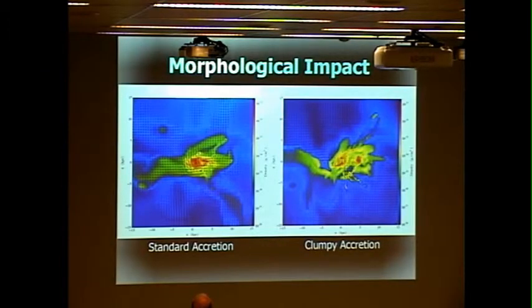So in terms of what that's going to do to the host galaxy, here on the left you see the standard smooth accretion model, and on the right is when you've included the clumpy stochastic model. On the right you can see we have an evacuated region in the center of the galaxy where the feedback has really blown out the central part of the gas. And you can also see that the gas on the outer regions of the galaxy, flowing onto the galaxy, gets significantly disrupted and disturbed.